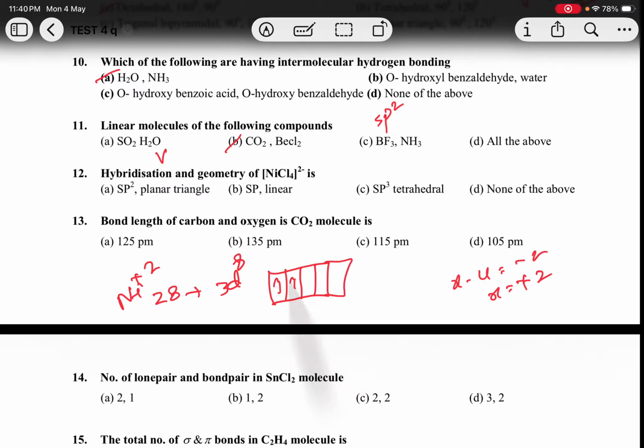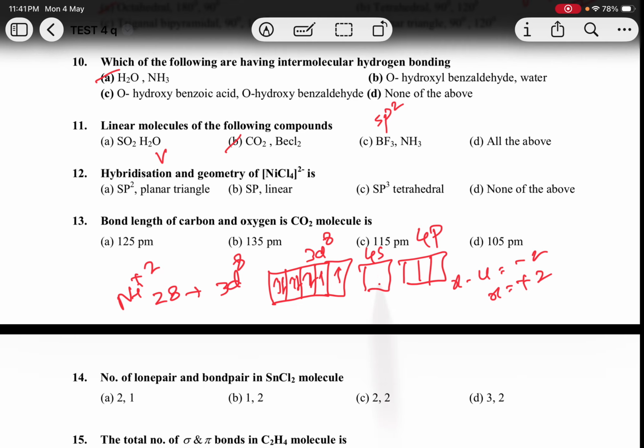1, 2, 3, 4, 5, 6, 7, 8. This is 3d8. Next to 4s, next to 4p orbital. Here chlorine is a weak ligand, so no rearrangement of electrons.